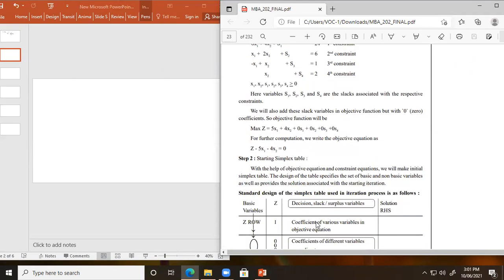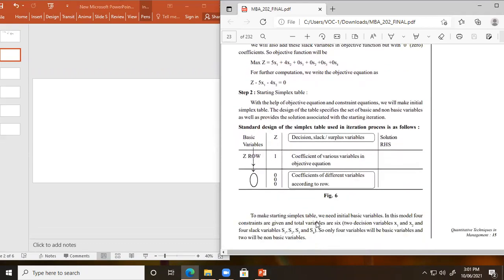So there is the starting simplex table. Here you can see the simplex table made with the help of the objective equation and constraint equations, so we will make the initial simplex table. The design of the table specifies the set of basic and non-basic variables and provides the solution, with the basic variables, z row, decision, slack or surplus variables, and coefficients of the various variables in the objective equation.